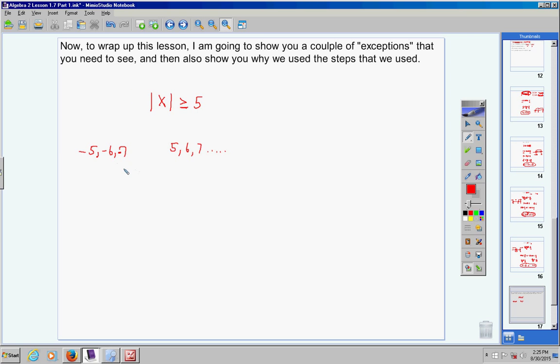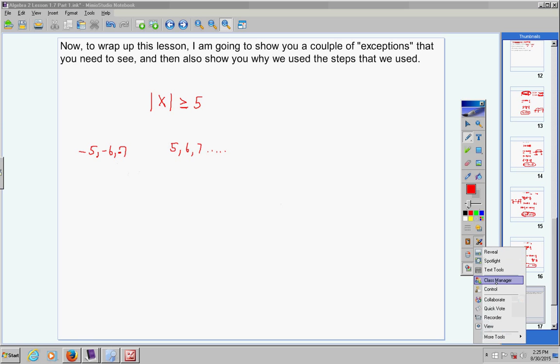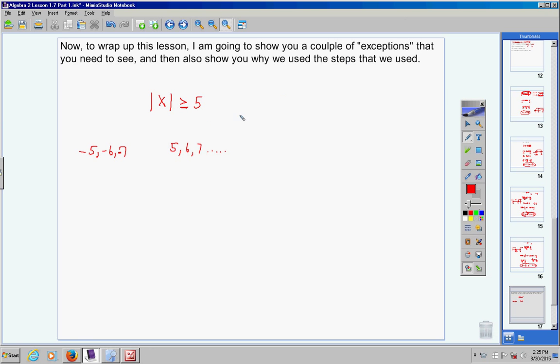So really, here's what you have. I'm not going to quiz you or test you on this, but listen. So it's pointing to the right. We know it's going to be a disjunction. And look, the answer is what? It starts at 5, and it goes to the right, 5, 6, 7, 8. And the other answers start at negative 5 and go to the left, negative 5, negative 6, negative 7. So that's why we use those steps, and that's why when it's greater than like this, pointing to the right, you get a disjunction.